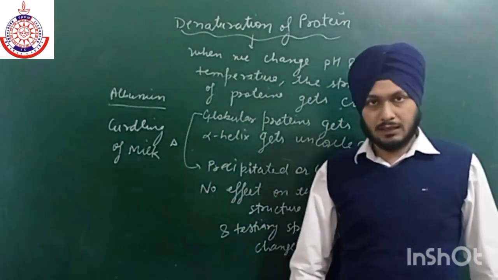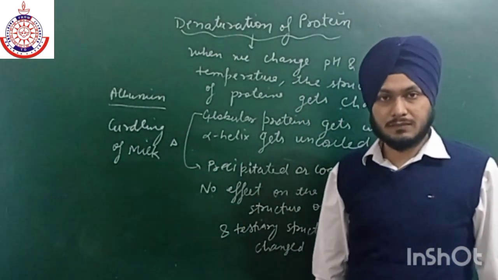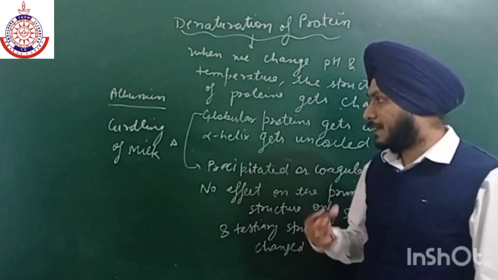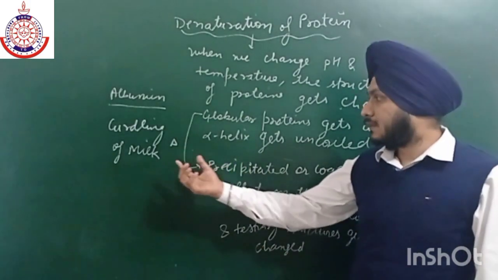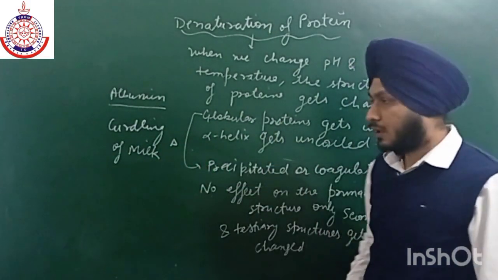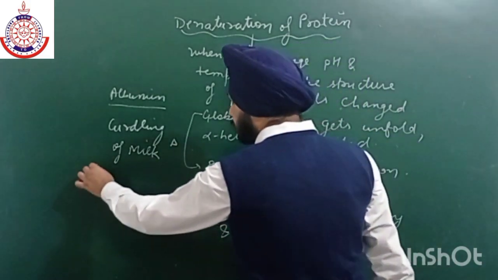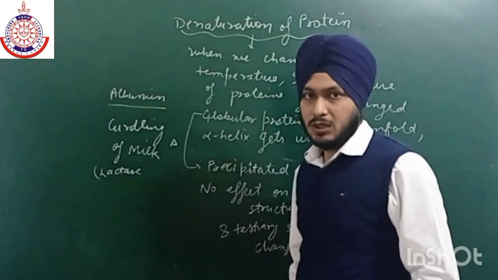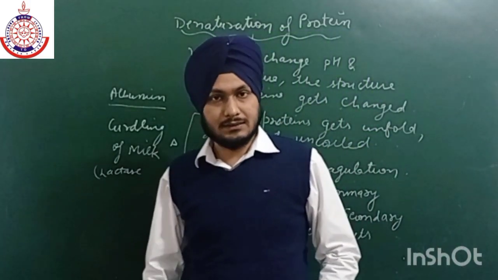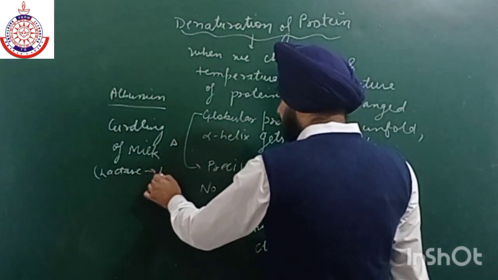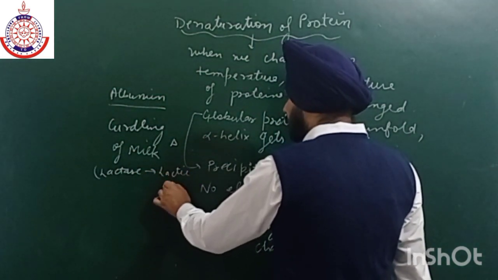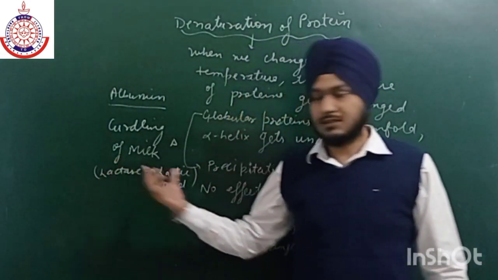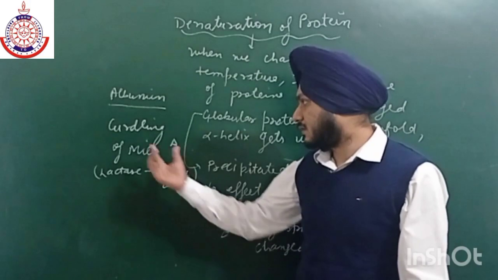Now how does this curdling of milk take place? It is also an example of coagulation, na. Precipitates form when milk gets converted into curd. Okay, and what is the reason? There is an enzyme present, that is lactase. Okay, it will get converted into lactic acid. So this is the main reason. Upon heating, okay, so this is the main enzyme which is responsible for this curdling of milk.